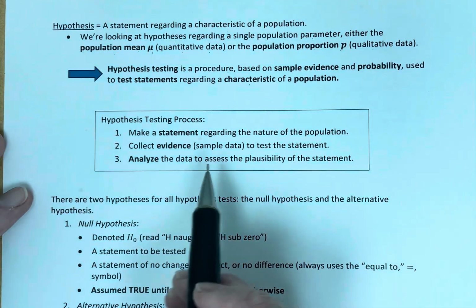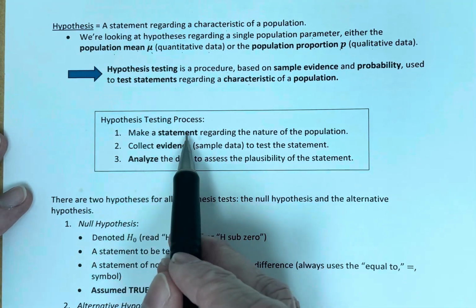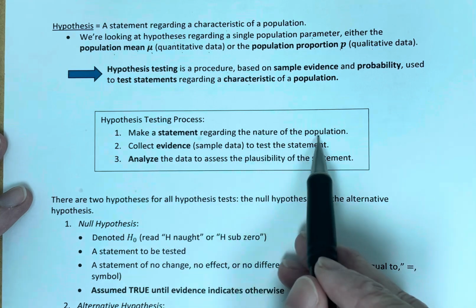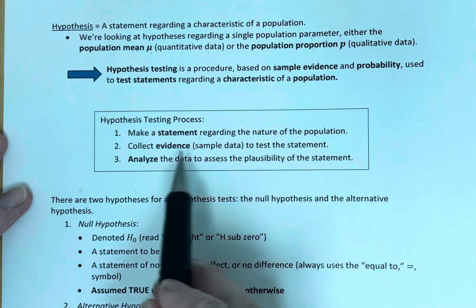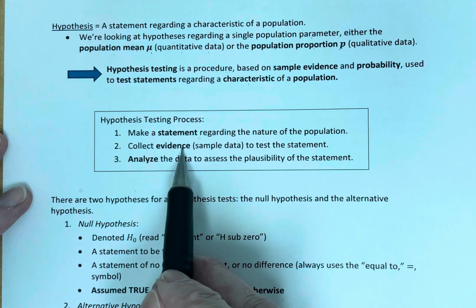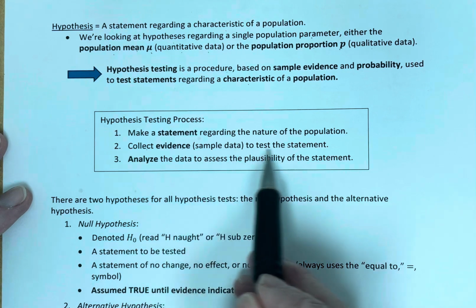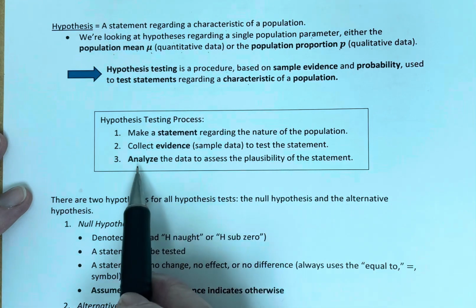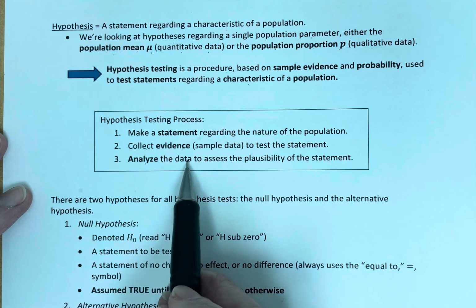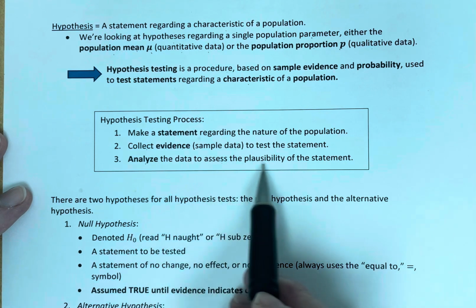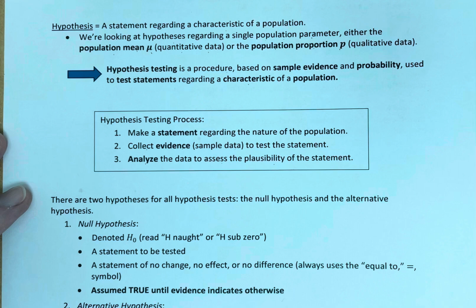The process is fairly simple. We're going to make a statement regarding the nature of the population. We're going to collect evidence, our sample data, to test the statement, and then we're going to analyze the data to assess the plausibility of the statement.